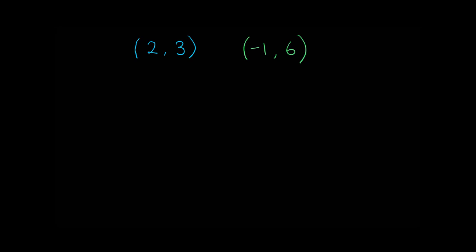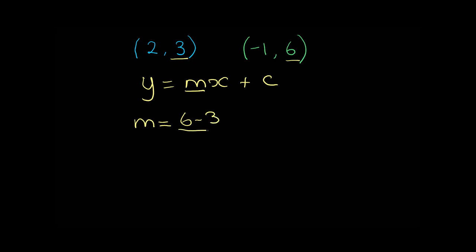So we know that the equation of a straight line is y equals mx plus c, and m is the gradient. So m is the change in the y direction over the change in the x direction. To get the change in the y direction, we're going to take away the 3 from the 6. Those are the y coordinates of the 2 points. And then we're going to do the same idea for the x coordinates. So -1, -2.